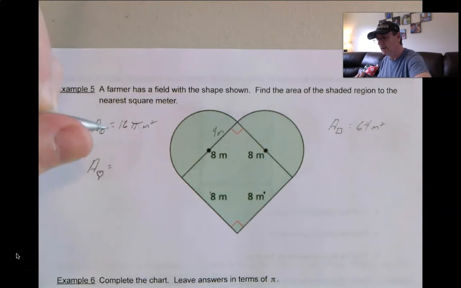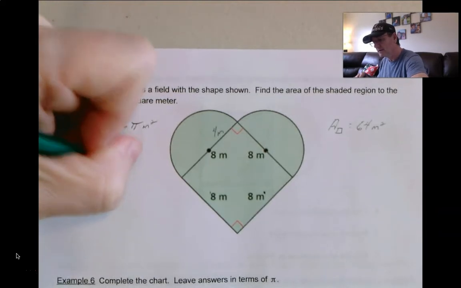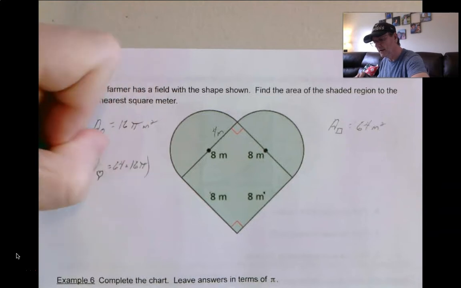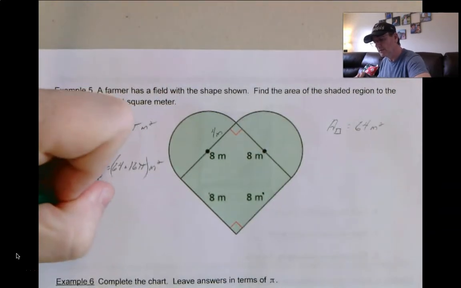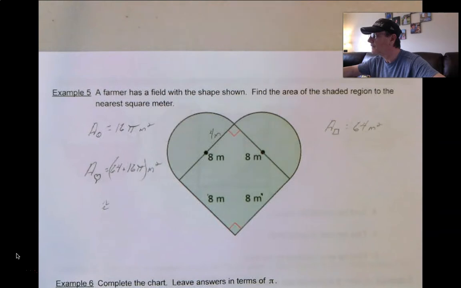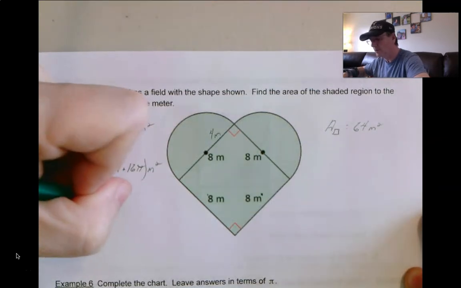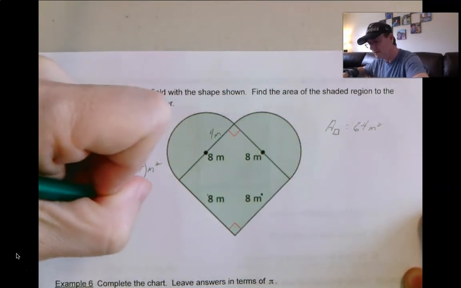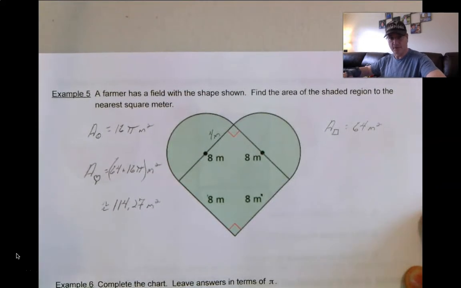So the area of the heart shape is equal to 64 plus 16 pi meters squared, or approximately 16 times pi plus 64, 114.27 meters squared. And depending on the directions, you're going to give one of these two answers.